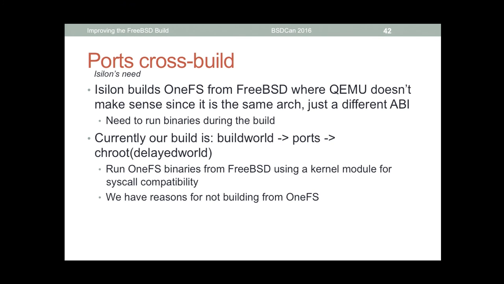The reason I'm looking at this is that at Isilon, we're building OneFS from FreeBSD. We have reasons for doing that as opposed to building on OneFS. And we have a lot of userland that depends on ports, to run ports to build that userland. So we are running OneFS binaries from FreeBSD using a kernel module to provide ABI compatibility. And we want to get away from that, obviously. Yes, it's very ugly.